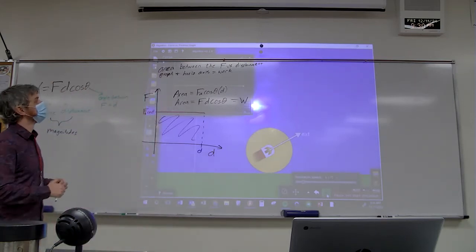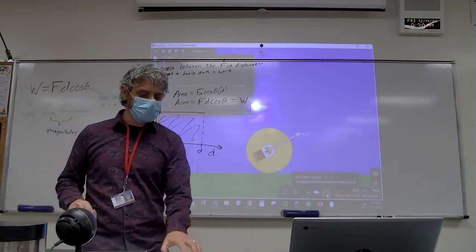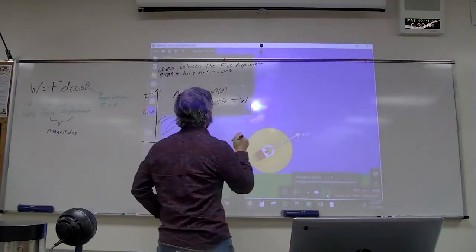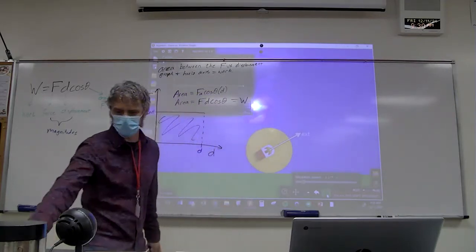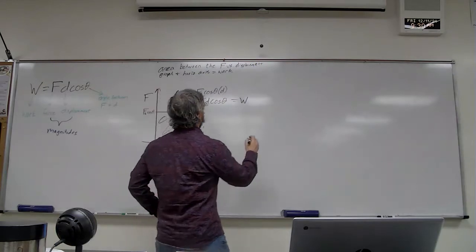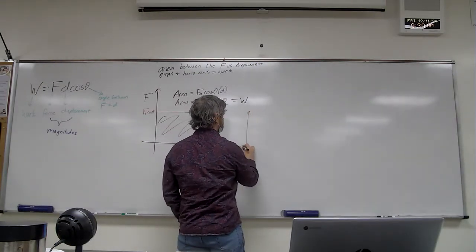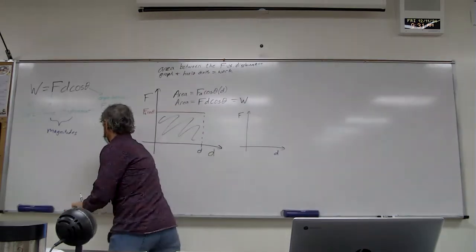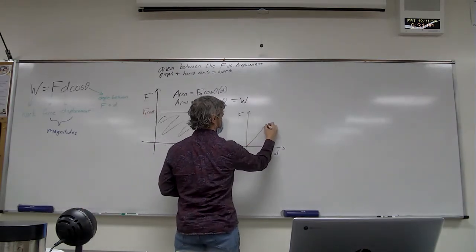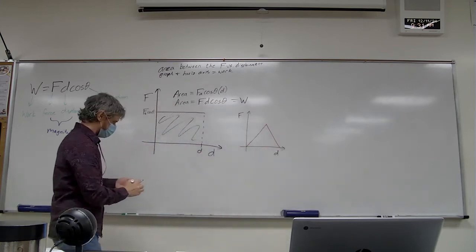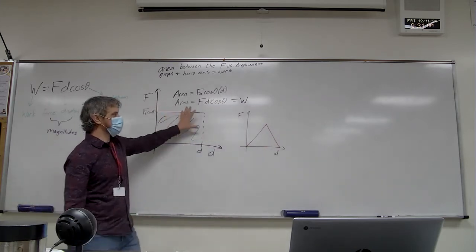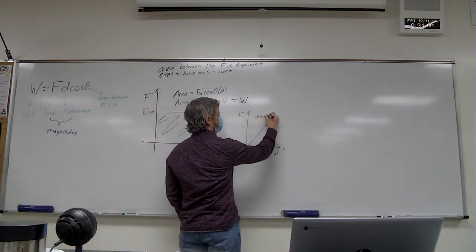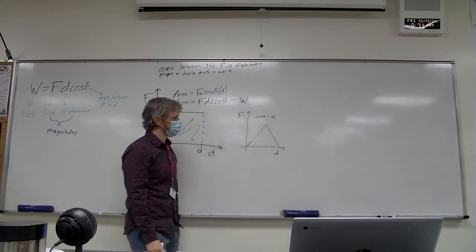Because it's interesting. All right, if you look at the front page of the notes that you got for this unit, at the bottom, you have a force versus displacement graph that looks like this. I have a force versus displacement graph that looks like this. And if this carries over to graphs that aren't horizontal, then I should still be able to say the area here equals the work.